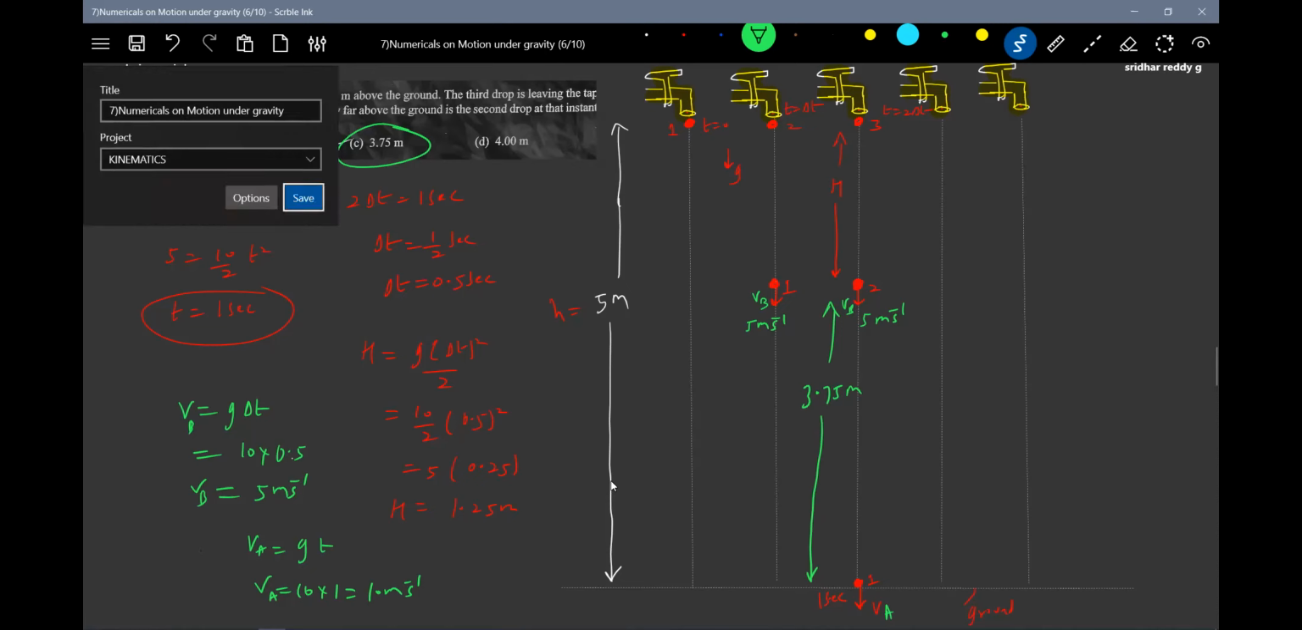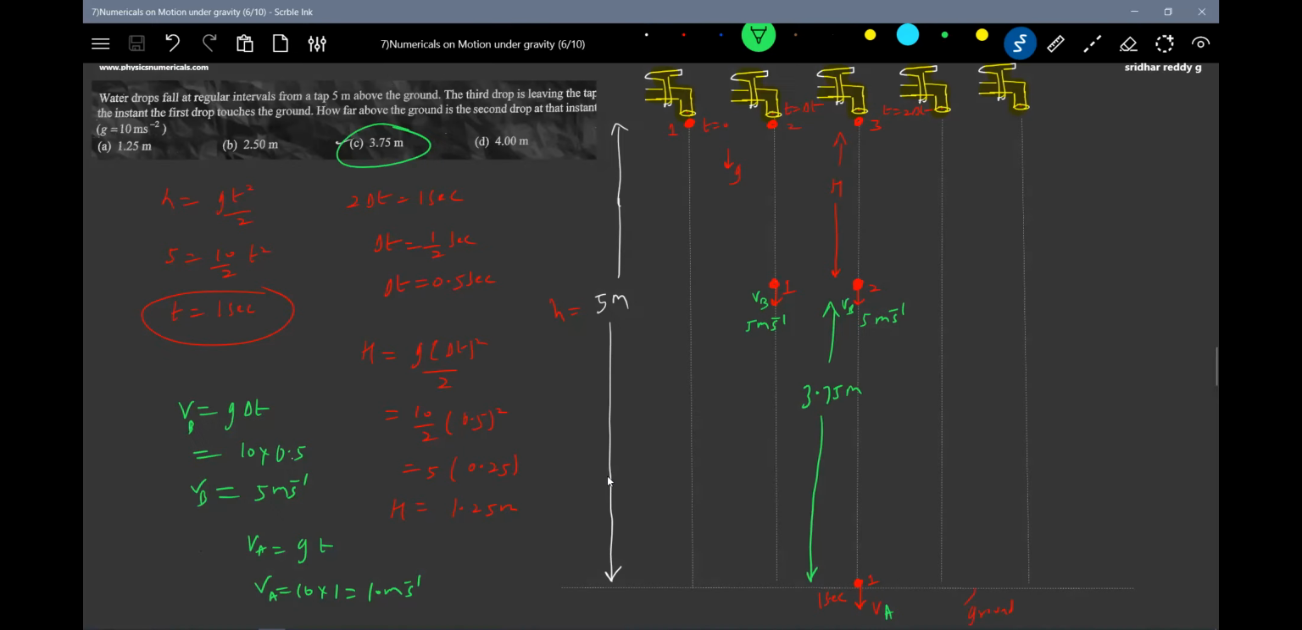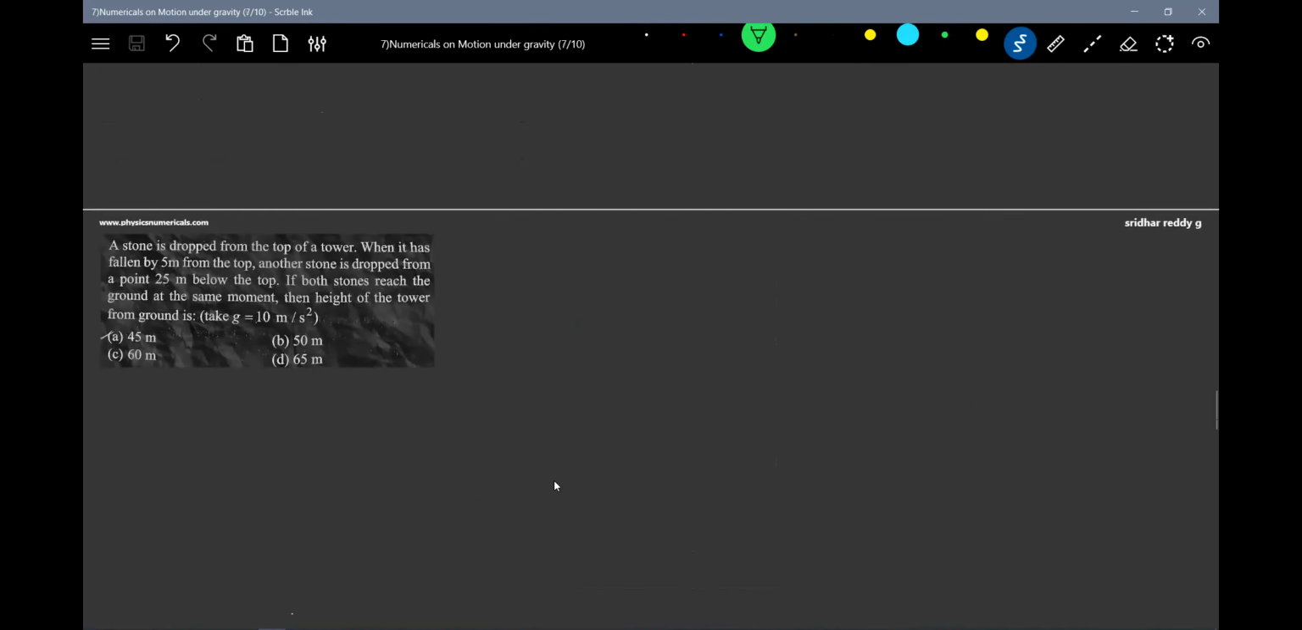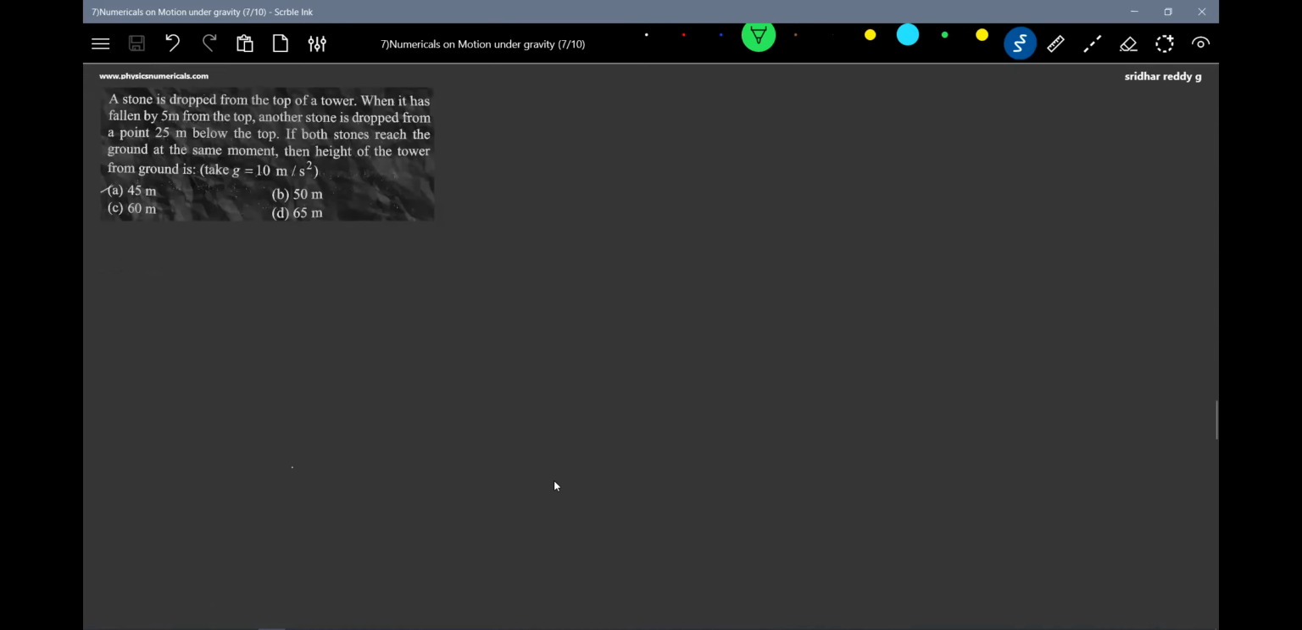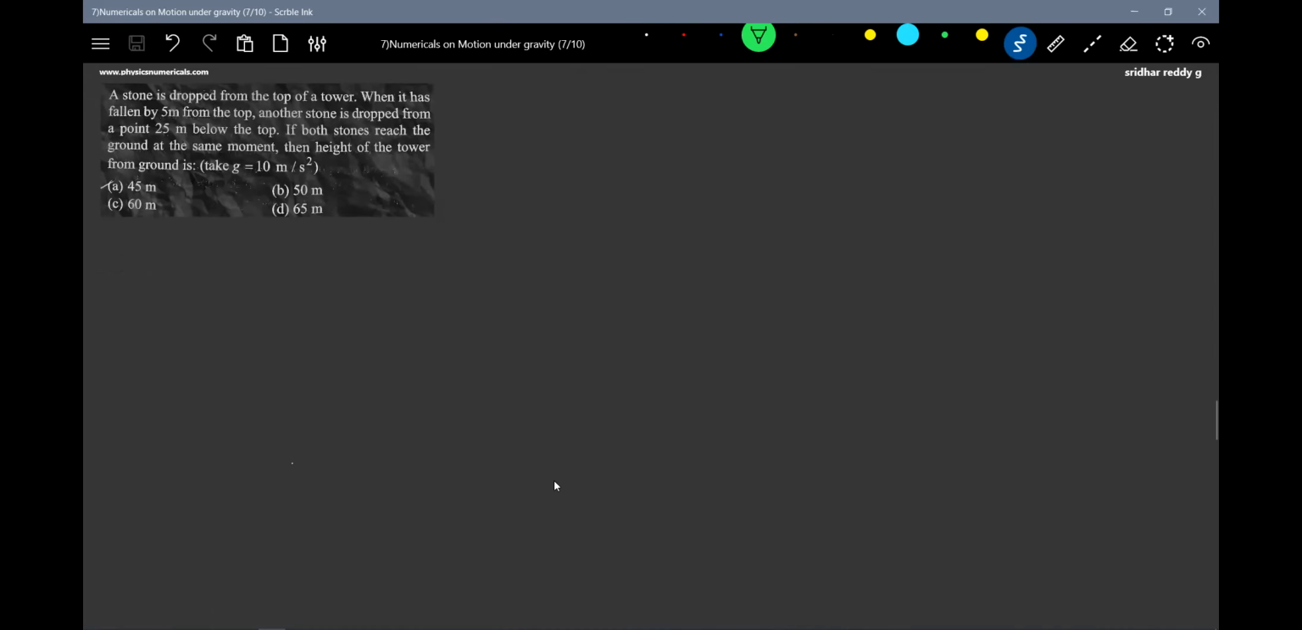Let me take the other question. A stone is dropped from the top of a tower. When it has fallen 5 meters from the top, another stone is dropped from a point 25 meters below the top. If both the stones reach the ground at the same moment, then what is the height of the tower from the ground?